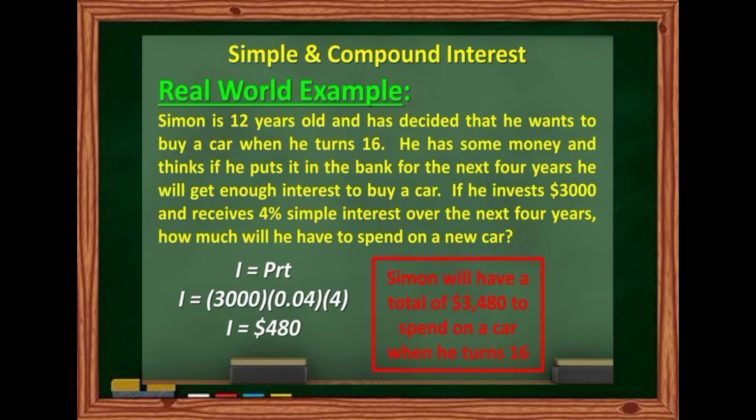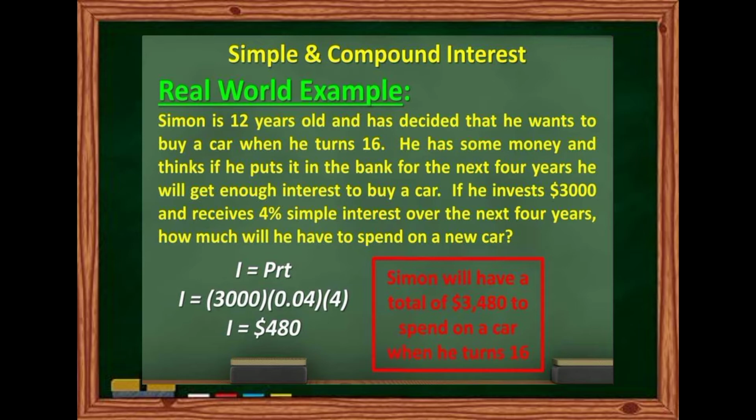Okay, this time we will use the formula for simple interest, which is I equals PRT. Again, I is the interest, P is the principal, R is the interest rate, and T is the time in years. Our principal is 3,000, our simple interest rate is 4% or 0.04, and our time is 4 years, since Simon is 12 years old and he decided that he wants to buy a car when he turns 16. It is clearly stated here that the interest is over the next 4 years. Then, what is asked? We are asked to solve how much he will have to spend on a new car.